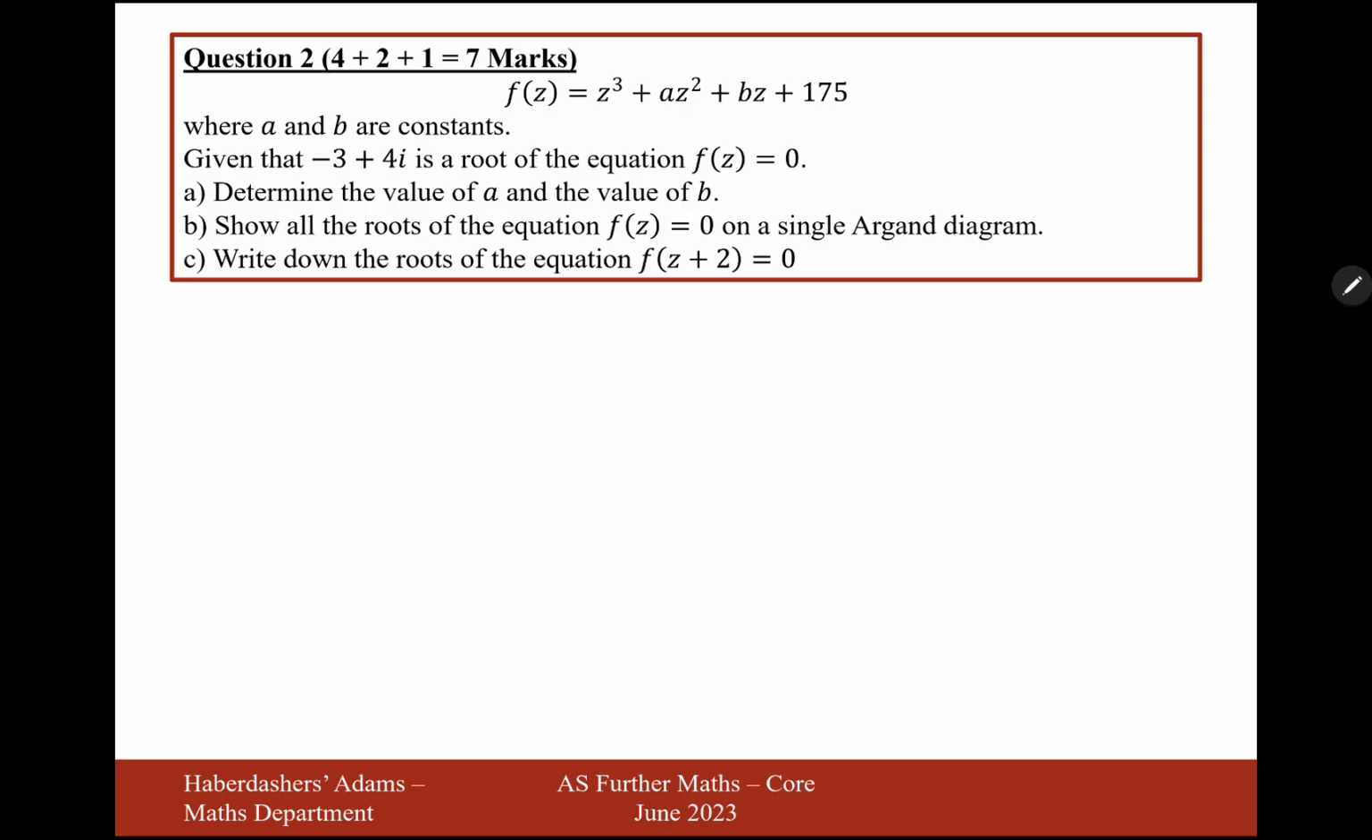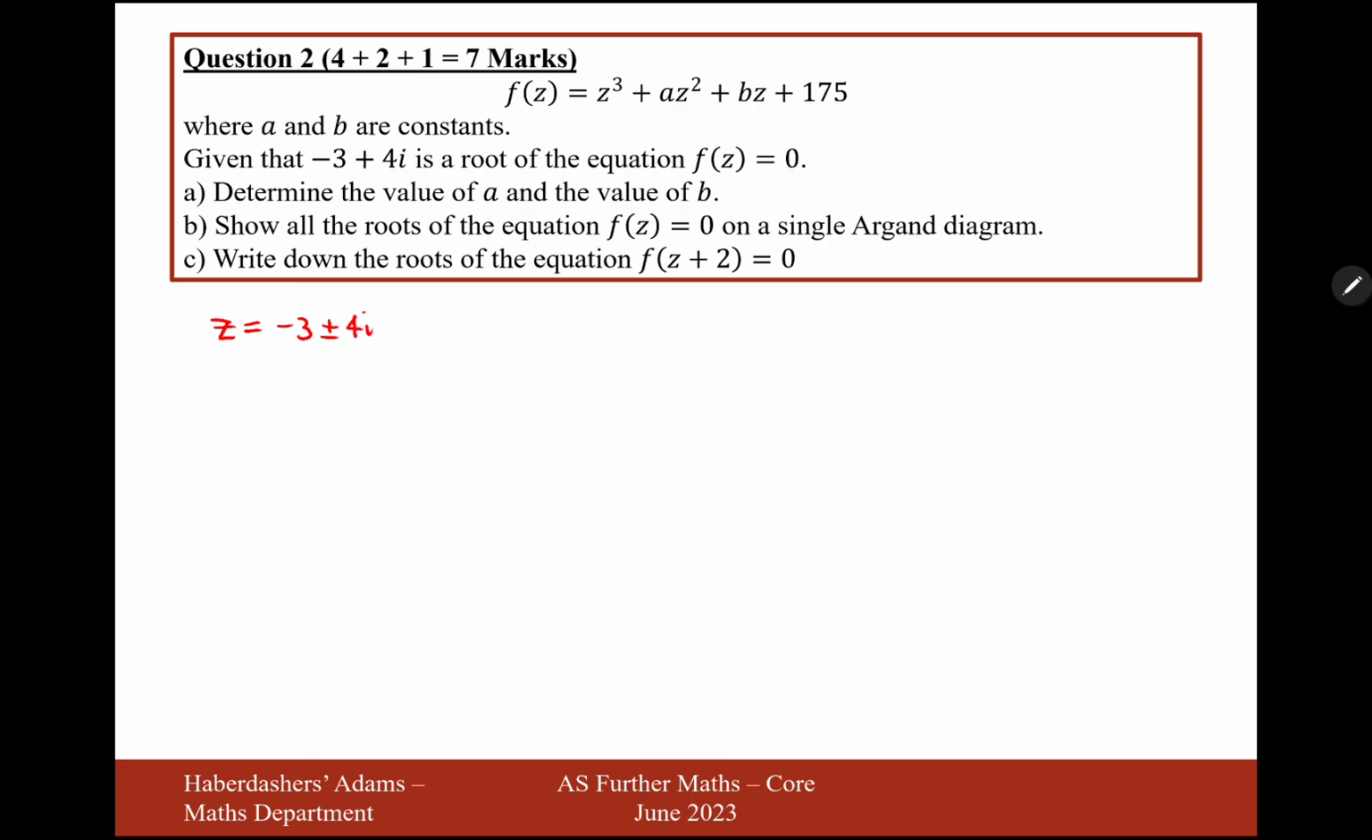Here we're looking at question 2. We have a cubic equation here where a and b are constants. Given that minus 3 plus 4i is a root of the equation f of z equals 0, determine the values of a and b. Okay, so if we know that minus 3 plus 4i is a root, we also know that minus 3 minus 4i is a root.